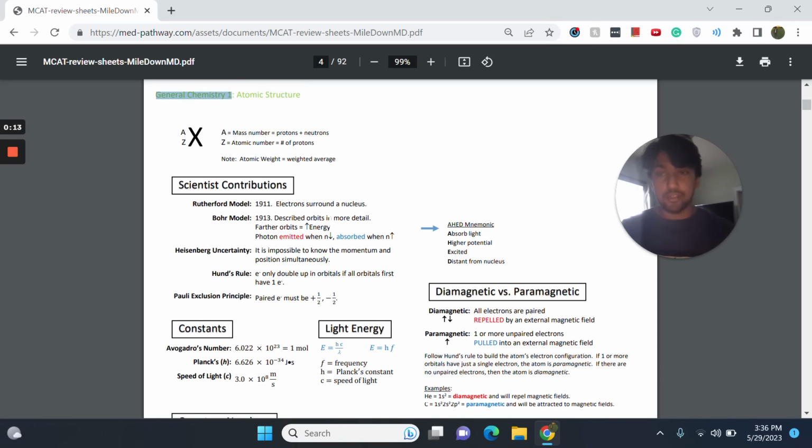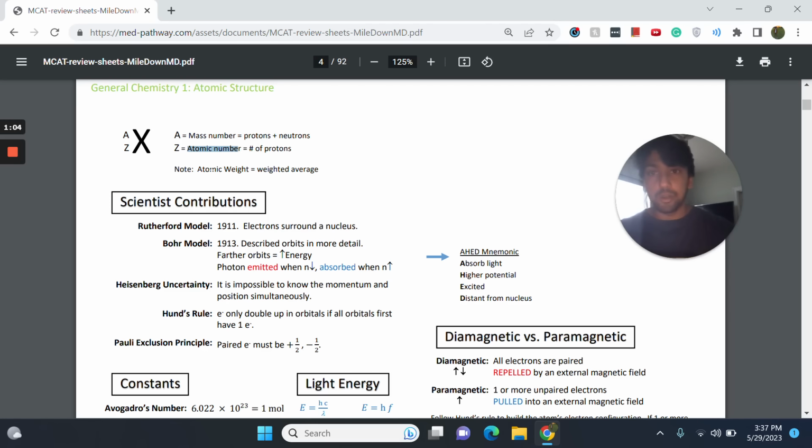So the first thing we need to know is what these symbols mean. The A is the mass number, which is the number of protons and neutrons. And the Z is the atomic number. This is the number that defines what atom we're looking at. So that's the number of protons.